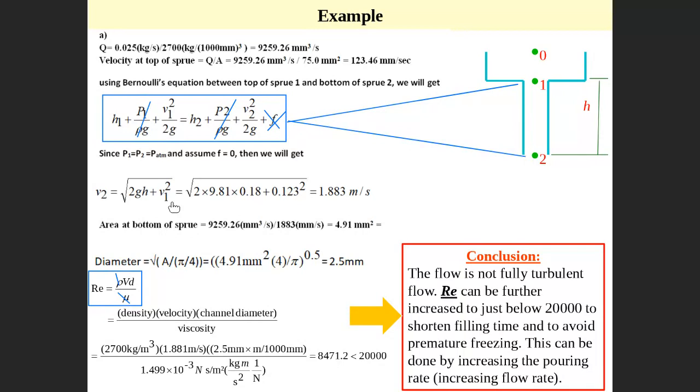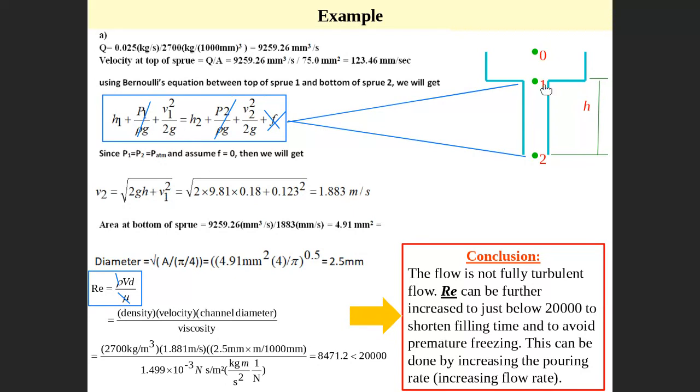Why is it coming like this? Because H is the difference between 1 and 2, and you apply between 1 and 2. Here velocity 1 and velocity 2 are considered. We cannot say velocity 1 equals 0. We cannot ignore velocity 1. We must consider velocity 1. If you solve this problem, you get square root of 2GH plus V1 squared. So this is the equation obtained here to avoid aspiration.